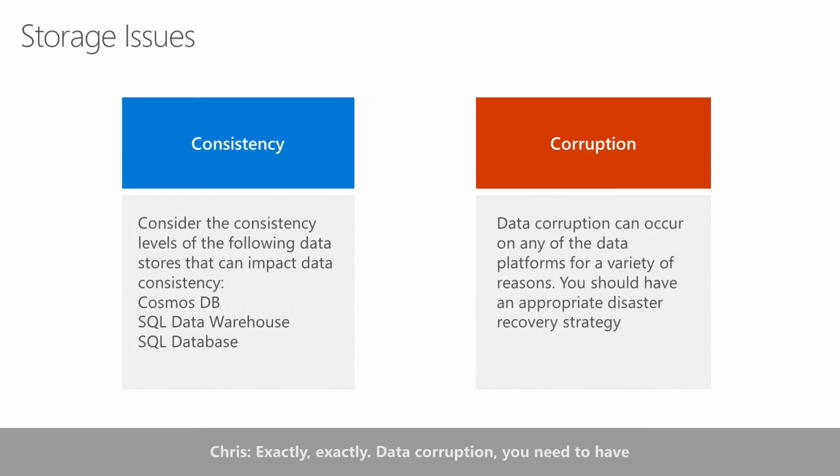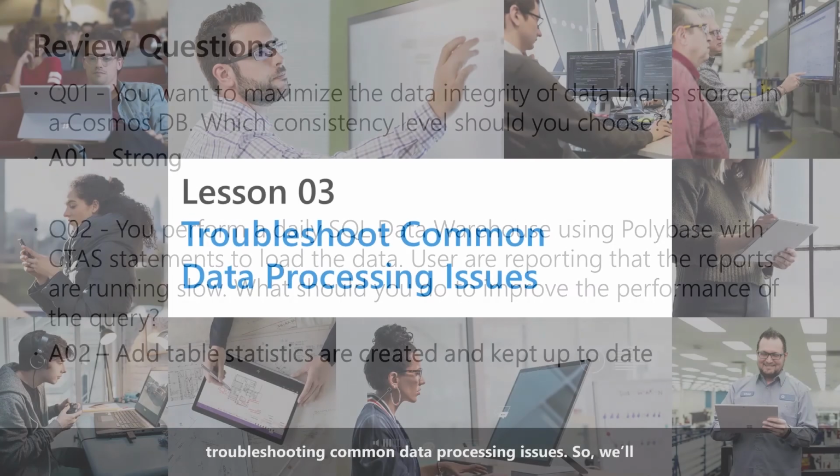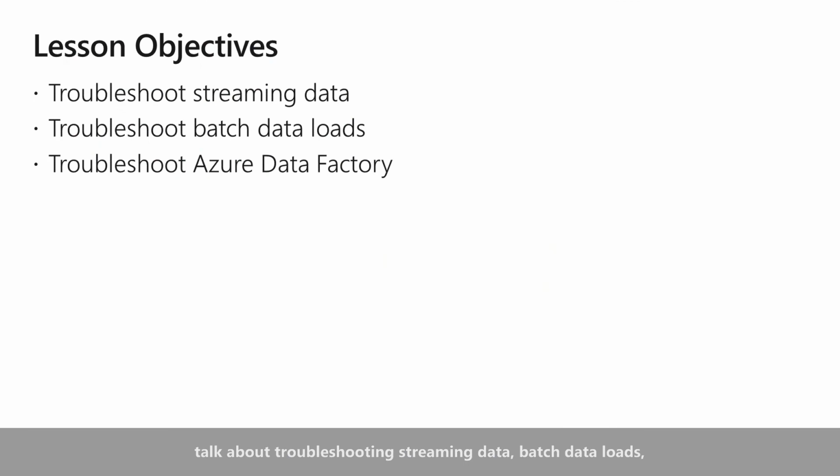Exactly. Data corruption, right? You need to have an appropriate disaster recovery strategy. We don't go into specifics here because we have a separate lesson on disaster recovery. We go through the review questions, and then lesson 3 is troubleshooting common data processing issues. So we're talking about troubleshooting streaming data, batch data loads, and of course any issues that you could potentially have with Data Factory.